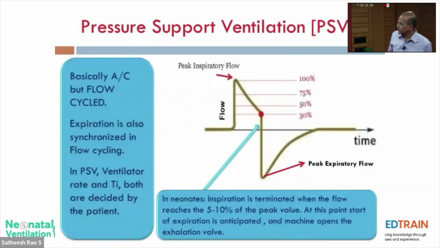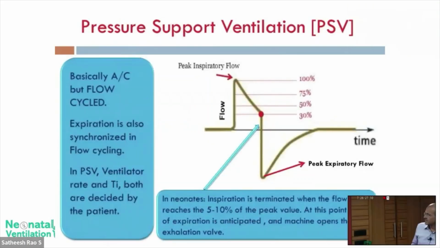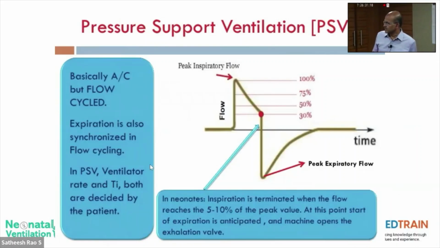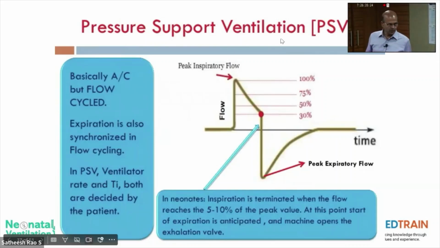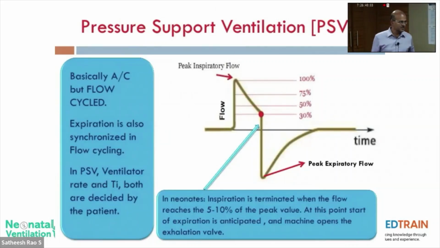And in pressure support ventilation, this is assist control, but it is flow cycled. And the expiration is also synchronized in flow cycling, and you can set this level where the flow termination happens. It's called the termination sensitivity. Most of us keep it at 15 to 30%. The rise time can be adjusted as well, and both the inspiratory and expiratory times are regulated by the baby.